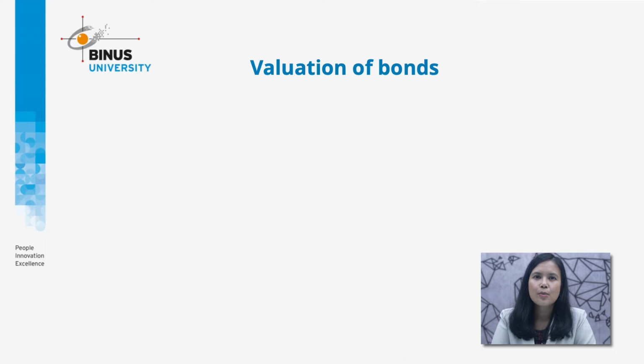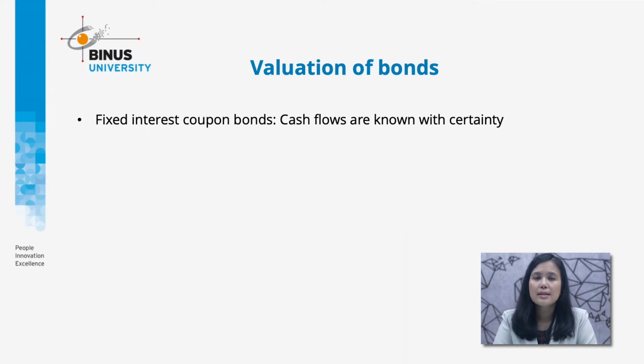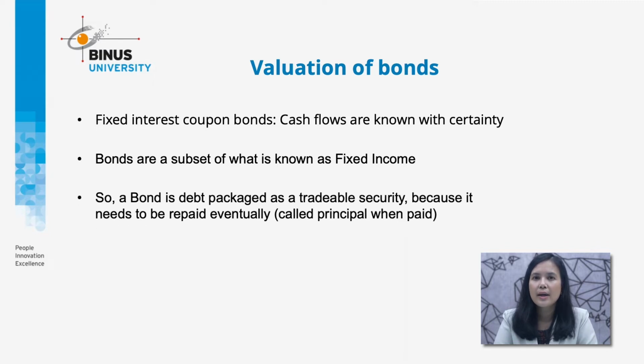Bond valuation is the process of determining the fair price or value of a bond. Typically, this will involve calculating the bond's cash flow, or the present value of a bond's future interest payments, as well as its face value, also known as par value, which refers to the bond's value once it matures. Some terms are fixed interest coupon bonds, whose cash flows are known with certainty. Bonds are a subset of what is known as fixed income and the most common type of fixed income security. So, a bond is debt packaged as a tradable security because it needs to be repaid eventually, or called principal, when paid.